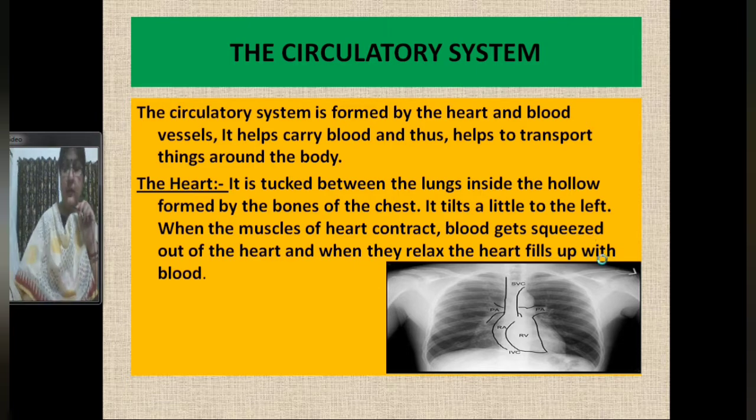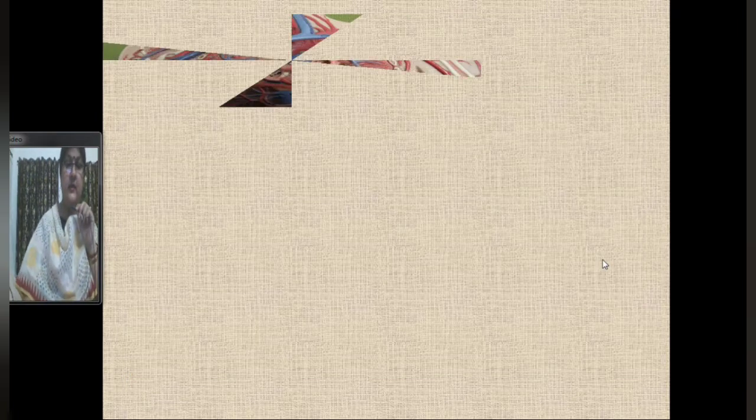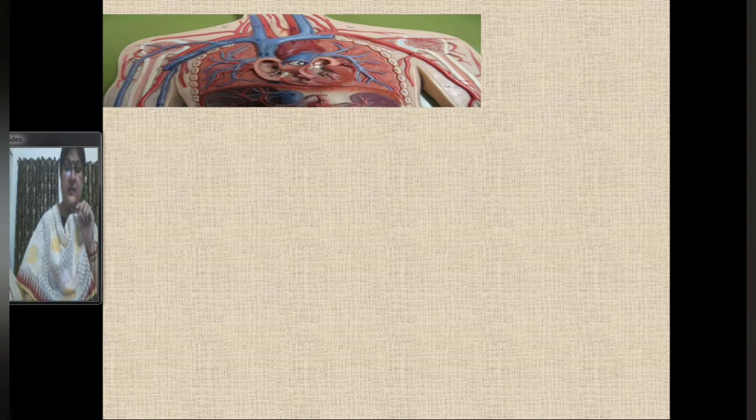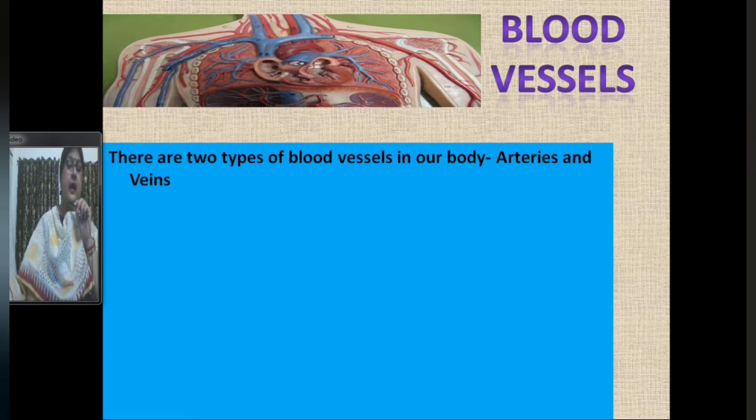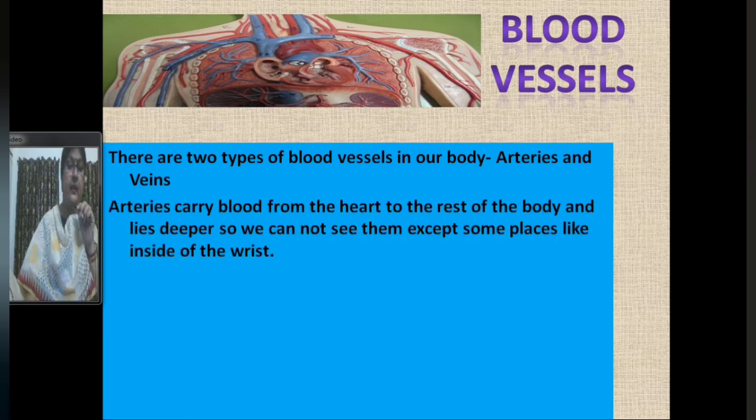Now next, it is blood vessels. There are two types of blood vessels in our body. Number one, arteries, and number two, veins. Arteries carry blood from the heart to the rest of the body and lie deeper, so we cannot see them. They carry oxygenated blood.